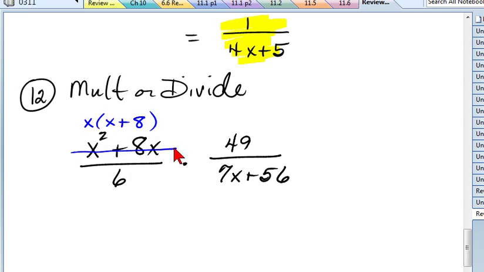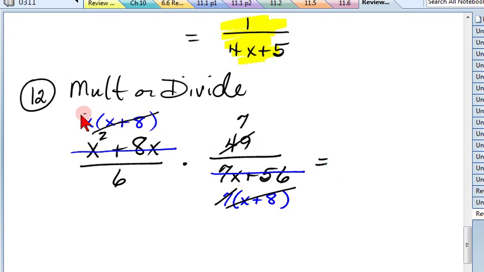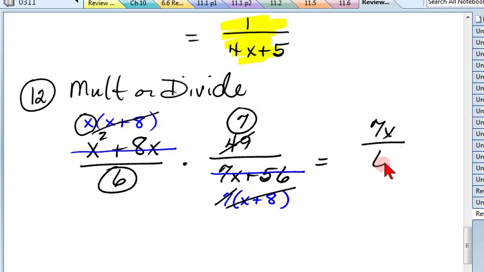I don't need that anymore. This denominator, what do you see down here? 7. 7's the common factor, and it's 7 times x plus 8, so I don't need that anymore. Do you see common factors? x plus 8, x plus 8. What else do you see? 7 goes in there once, 7 goes in there 7 times. I don't see anything else. I think I'm left with 7x over 6.